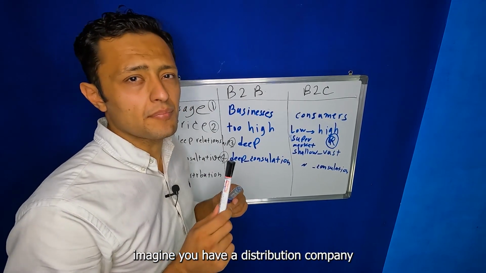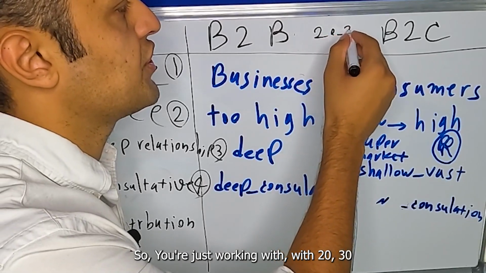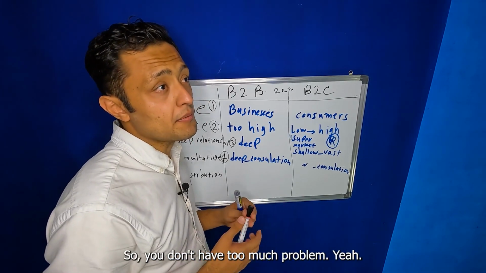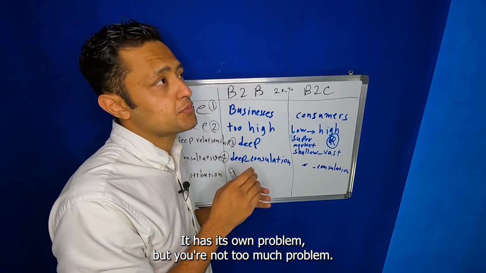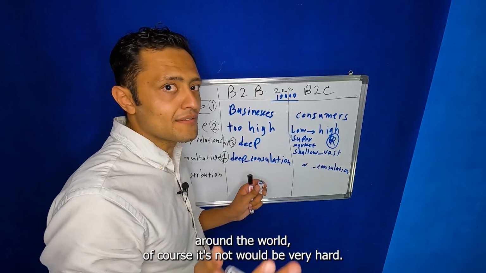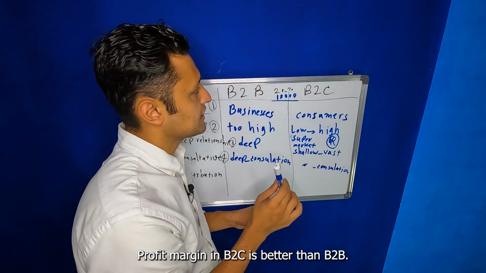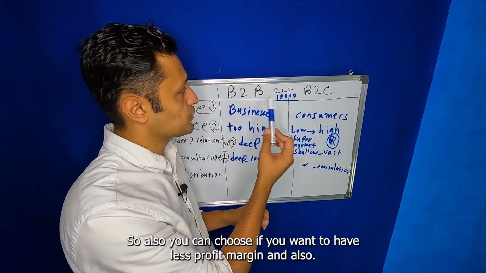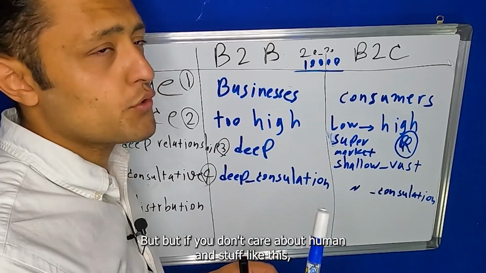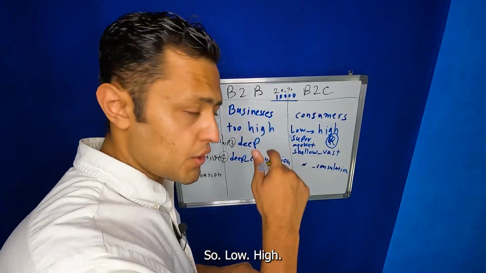Imagine you have a distribution company and you're working with restaurants or supermarkets. So you're just working with 20, 30, or 50 or 100 restaurants or supermarkets. So you don't have too much problem. Yeah, it has its own problems, but not as many as sending your product to almost 10,000 people around the world. Of course, this one would be very hard, but on the other hand, the profit margin in B2C is better than B2B. So if you want to have less profit margin and also fewer shipping problems, use B2B. But if you don't care about shipping and stuff like this, but you want a much higher profit margin, use B2C. So low, high.